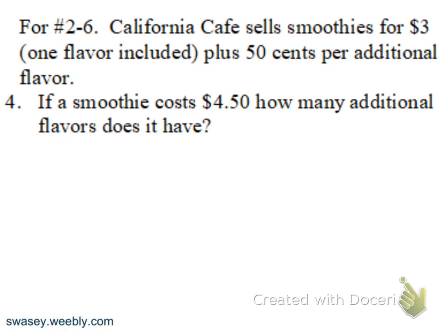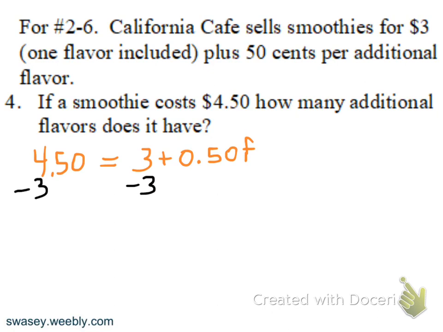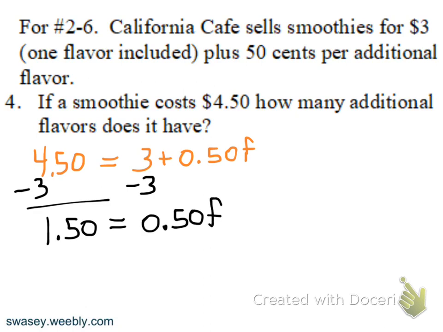If a smoothie costs $4.50, so that's going to replace the C of F in the formula that we wrote on number 2. And then we'll solve this for F. To get rid of the positive 3, subtract 3, you get $1.50. Divide that by 50 cents. And you get 3 for the number of additional flavors.